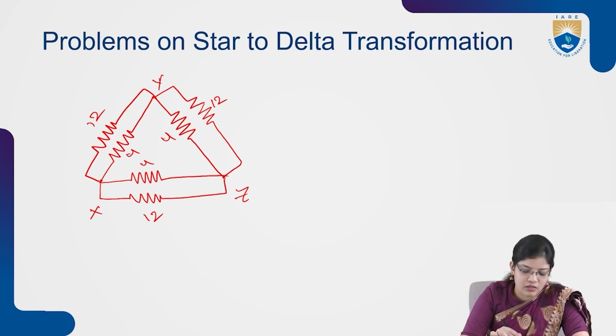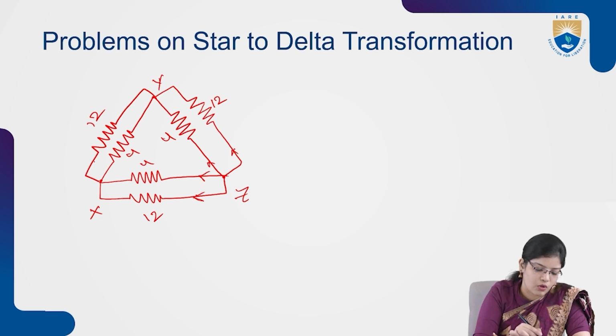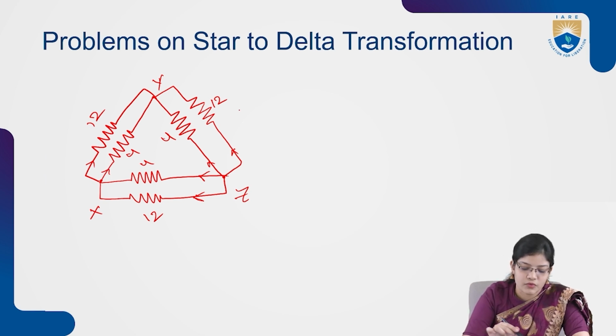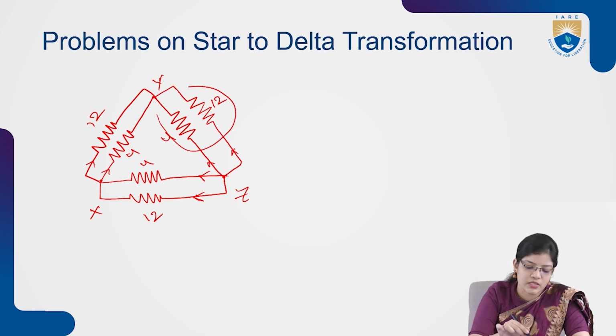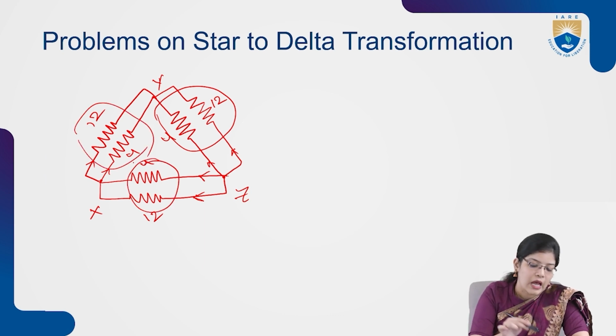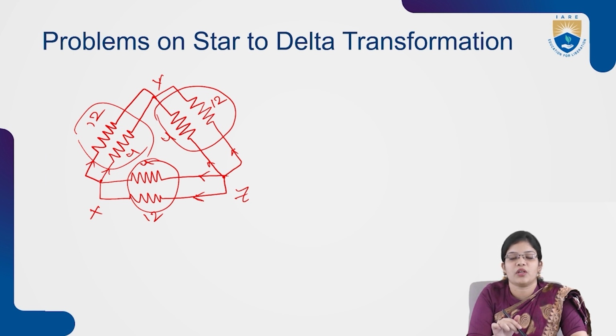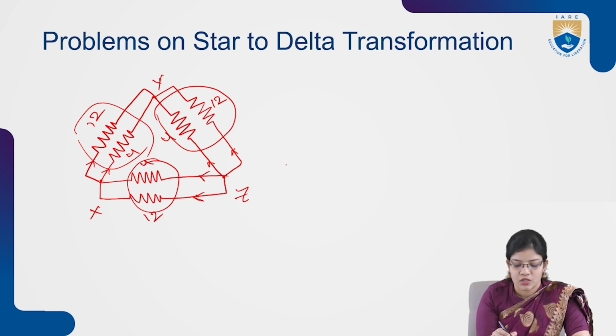So if we see here, the current is dividing over all the terminals. So all the resistances, the current is dividing. If we consider these two resistances and these two resistances, they are connected in parallel to each other. So first we have to reduce this network into a single delta network.